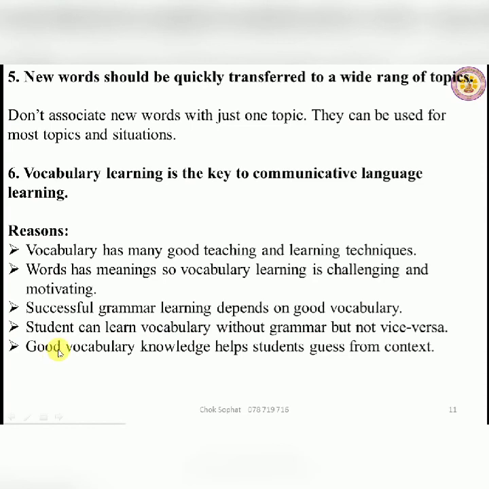A good vocabulary knowledge helps students guess from context. If they have built up a lot of knowledge in vocabulary, it is easy for them to understand the text they are reading. If you read a text that has a lot of difficult words, you won't catch up and you will be bored, and then you throw that book away. Something like that.